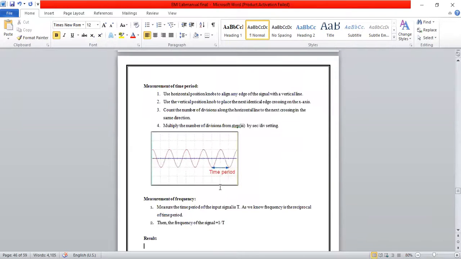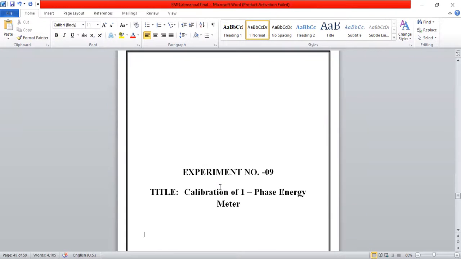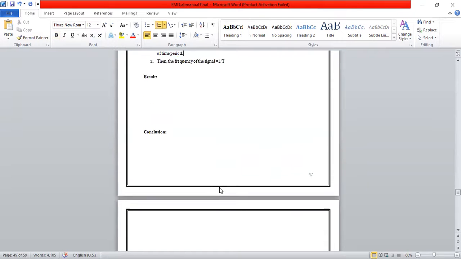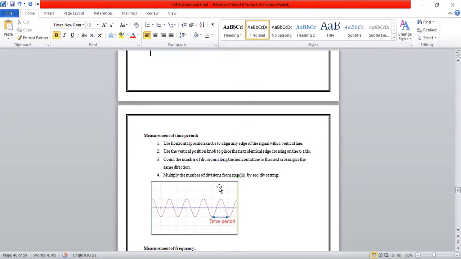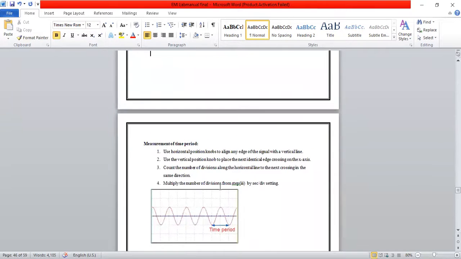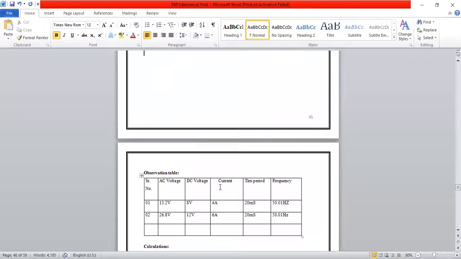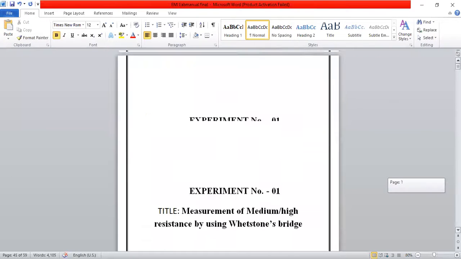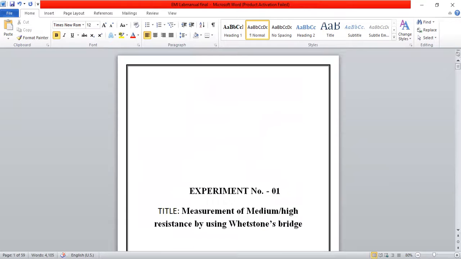Okay, so all this procedure you write down. The conclusion you have to write down: by using a DSO, digital storage oscilloscope, we have measured the AC voltage, DC voltage, current, time period, and frequency. Okay. So complete the write-up part. All 8 experiments' write-up part you have to complete.